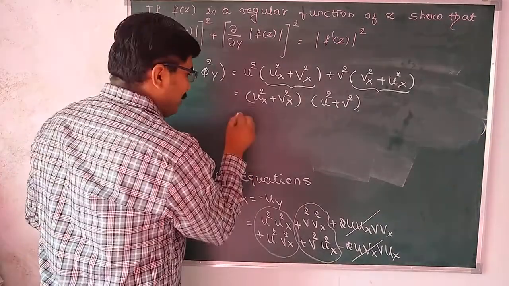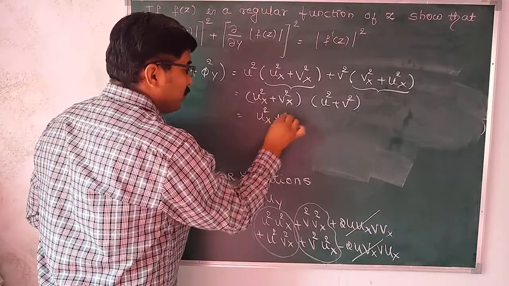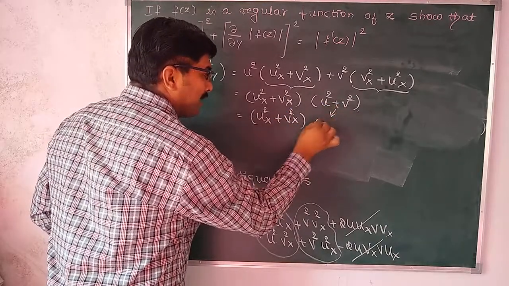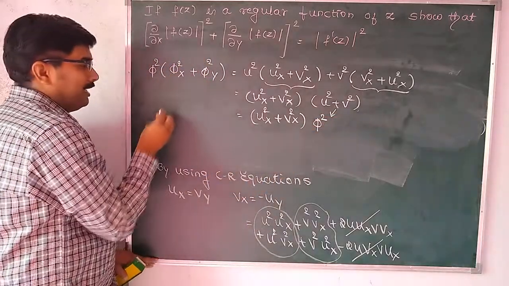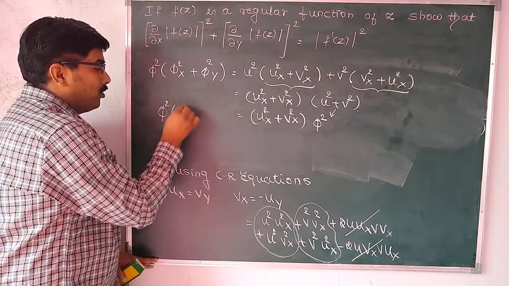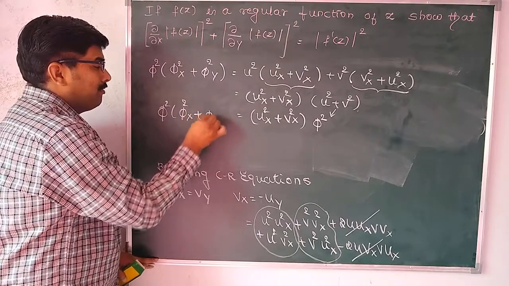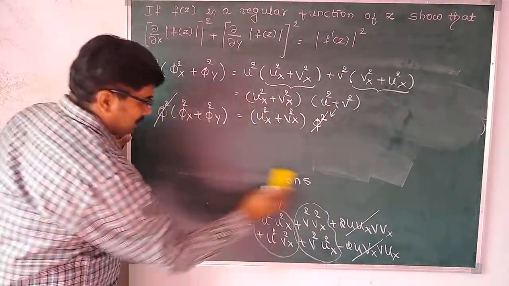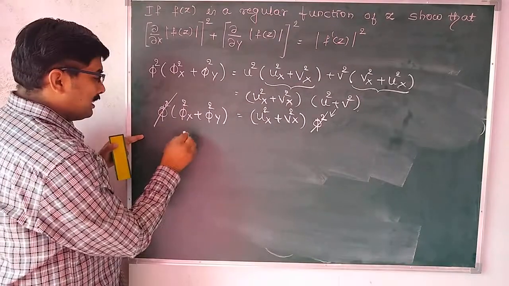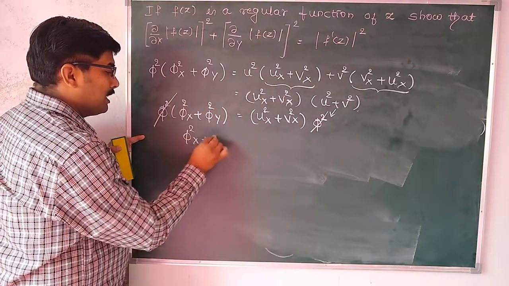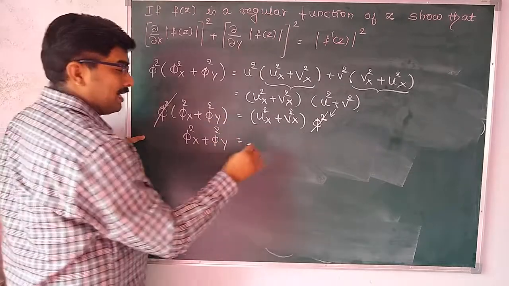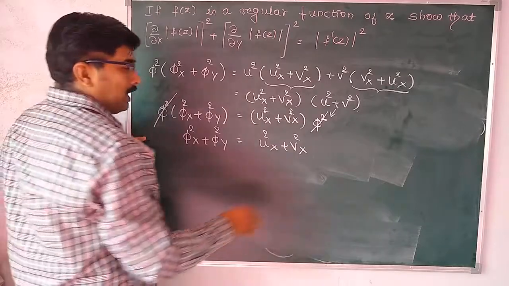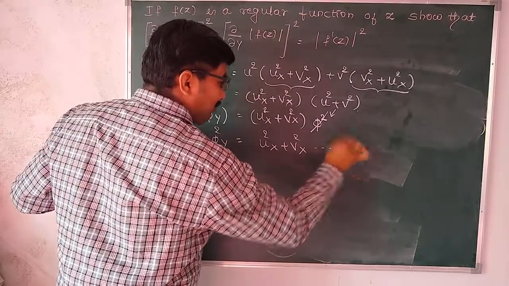But from equation 1, this is u square x plus v square x, right as it is. From equation 1, this value we can write it as phi square, and here in LHS we have phi square into phi square x plus phi square y, and both the sides phi square get cancelled, and now we can write it as this is phi square x plus phi square y, and that is equal to u square x plus v square x. Now say this is equation number 4.